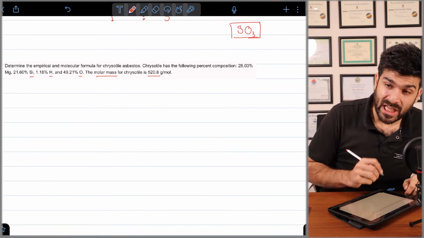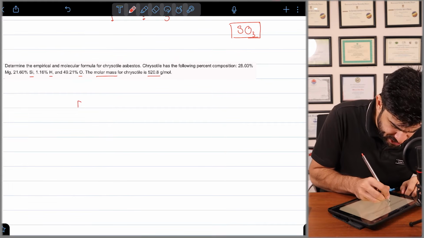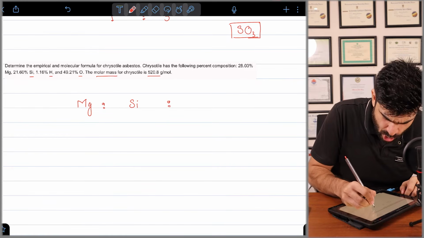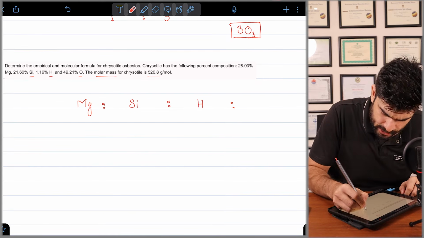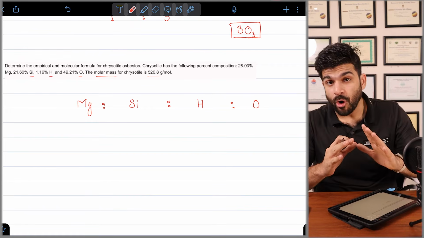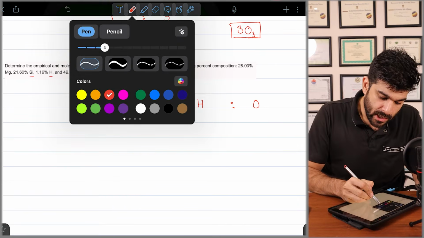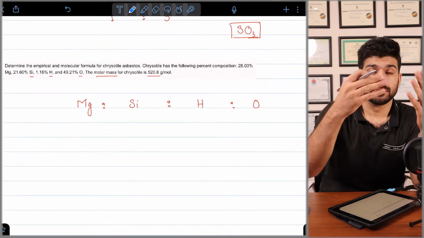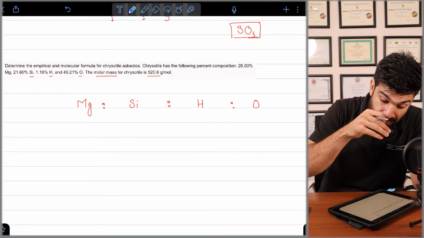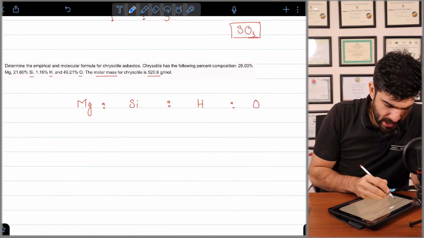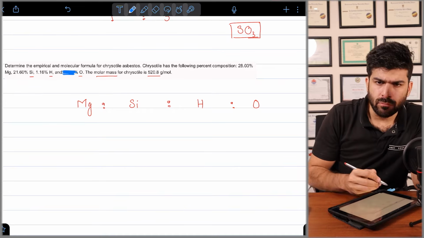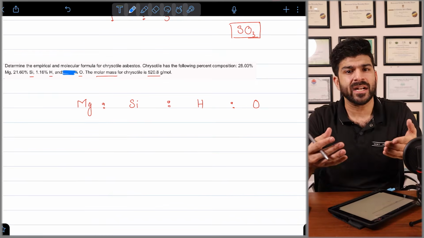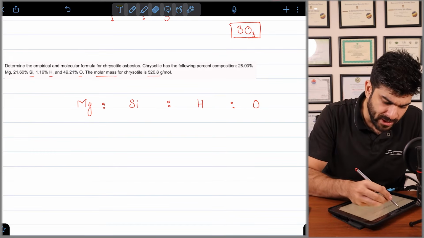Let's do that. Which elements are involved? We have magnesium, silicon, hydrogen, and oxygen. These are the 4 elements that are involved. But again, when we are given percentages, know for sure that the percentage is the mass. And even if you don't have the percentage of one of the elements, you will add the other percentages and subtract from 100, so that the whole sum is 100.